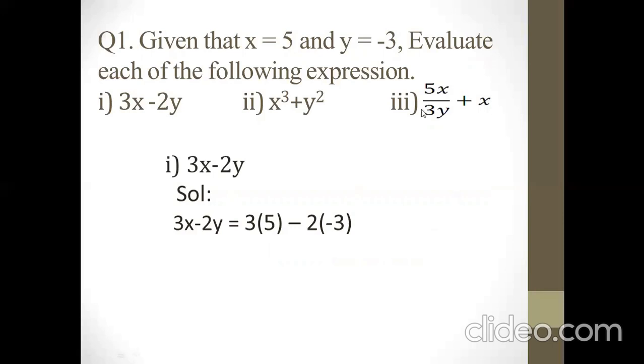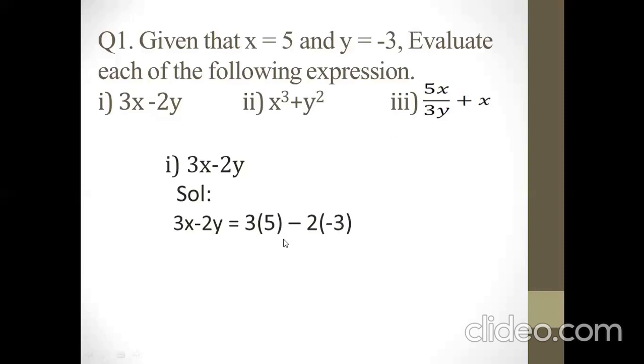Before we start the solution, we have to keep one thing in mind: whenever we are going to evaluate an expression, you have to use round brackets instead of the variable, right? Now you can see 3 times x means here we have to use a bracket and insert the value of x, which is 5, right? Now 3 times 5, this minus sign, then we have 2, and instead of y we will use a round bracket again and substitute the value of y, which is -3, right?